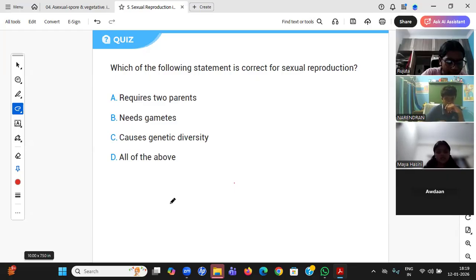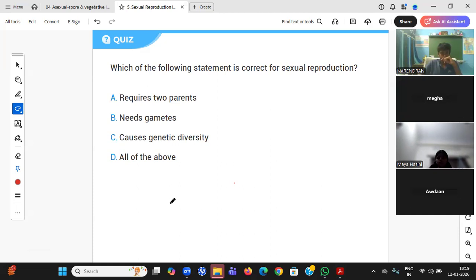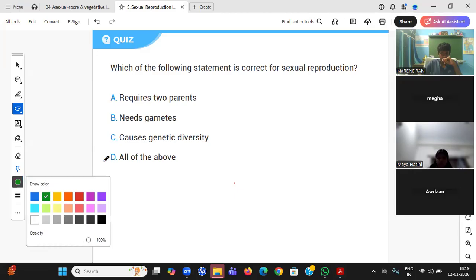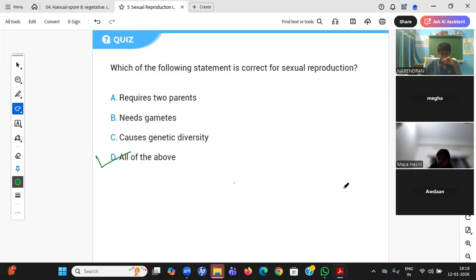Which of the following statements is correct for sexual reproduction? Right answer. Sexual reproduction requires two parents, needs gametes, and causes genetic diversity due to variation. All of the above is the right answer.